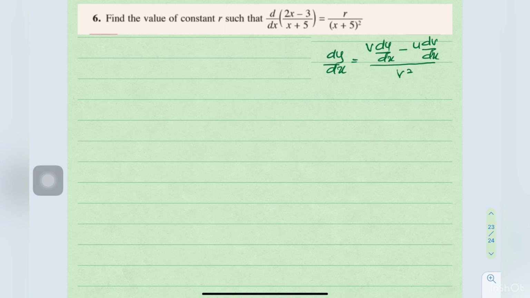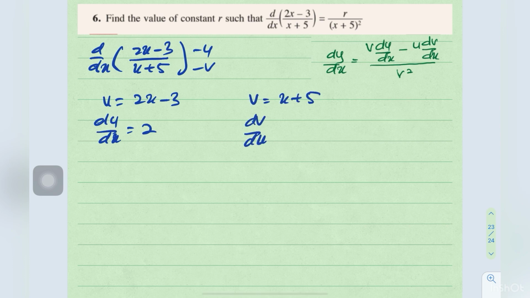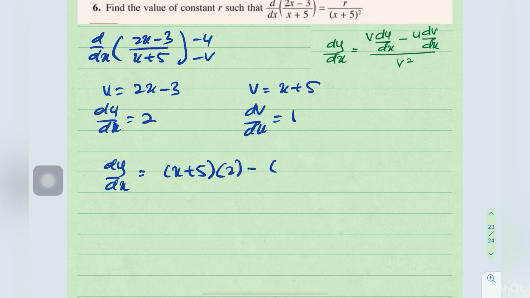Okay, the last one, question number 6. We have d/dx of (2x minus 3) over (x plus 5). Okay, uv. So u is 2x minus 3, du/dx is 2. v is x plus 5, dv/dx is 1. Okay, so dy/dx is v du/dx, so (x plus 5) times 2, minus (2x minus 3) times 1, over (x plus 5) squared.